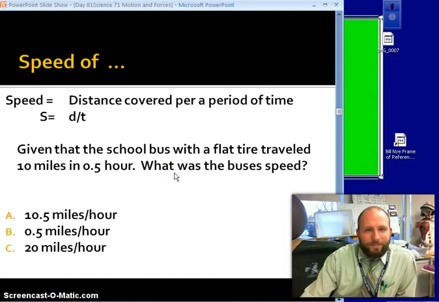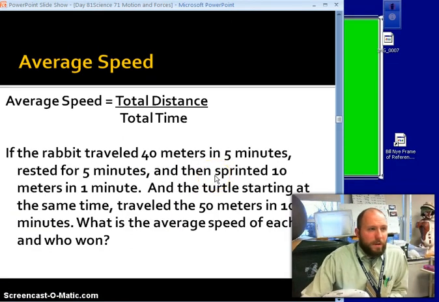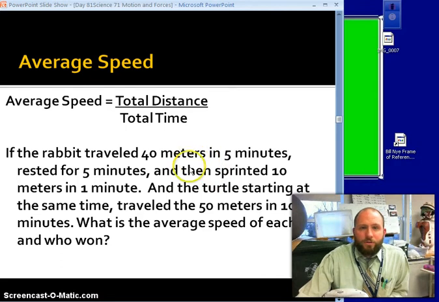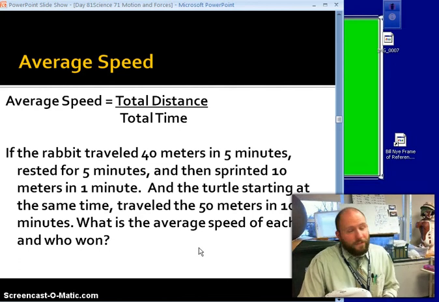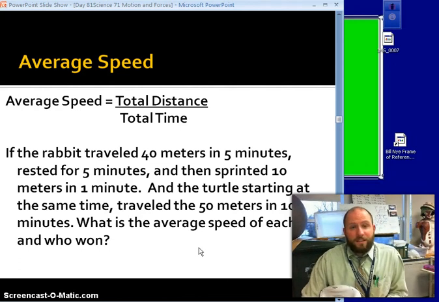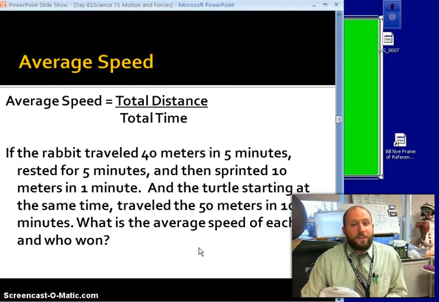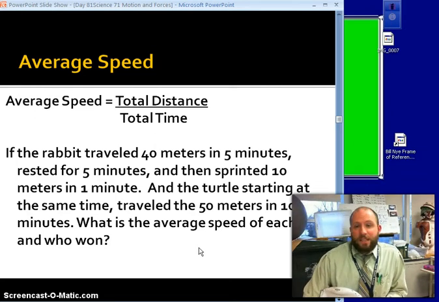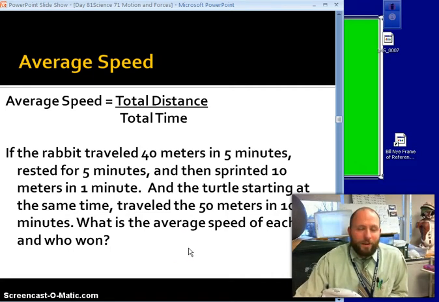Next up, average speed. Please make sure that this is somewhere on your paper there. But at the same time, could you also try and figure out the question below here? We have a rabbit that's traveling 40 meters in 5 minutes, resting for 5 minutes, and then sprinting 10 meters in 1 minute. And then we also have a turtle starting at the same time, traveled 50 meters in 10 minutes. What was the average speed of each, and who won? See if you can figure it out. Pause video, I suppose.